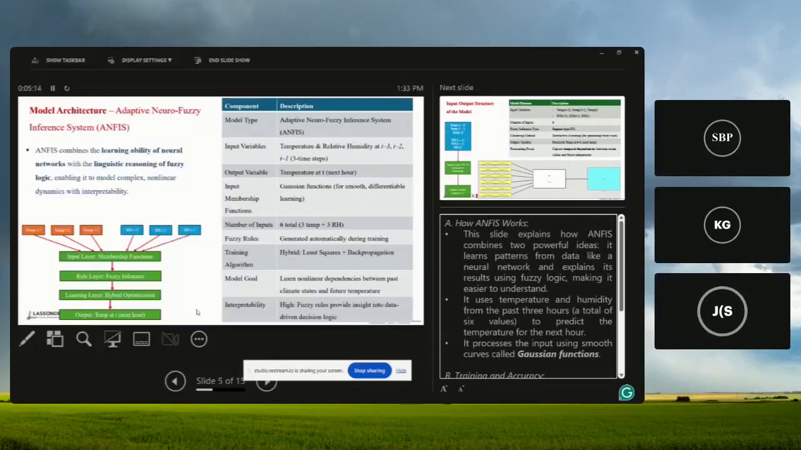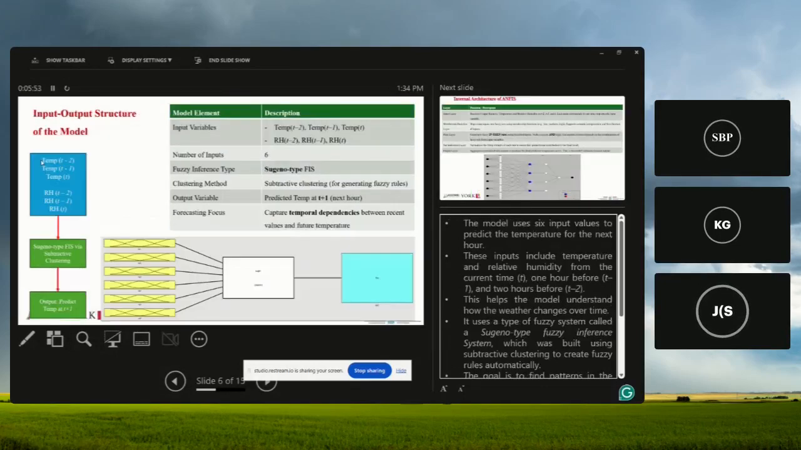You can see here that we have 6 inputs: 3 of them are temperature for 3 continuous time steps, and 3 of them are relative humidity for the same 3 continuous time steps. They go to the input layer for membership functions, from there to the rule layer for fuzzy inference, then to the learning layer for hybrid optimization, and from there to the output temperature at T plus 1, which means the next hour. So this is the scheme of the model.